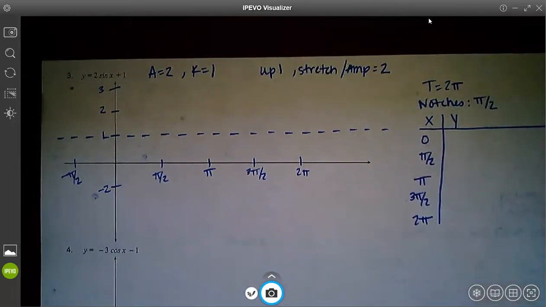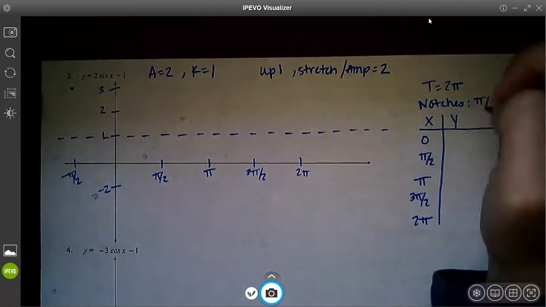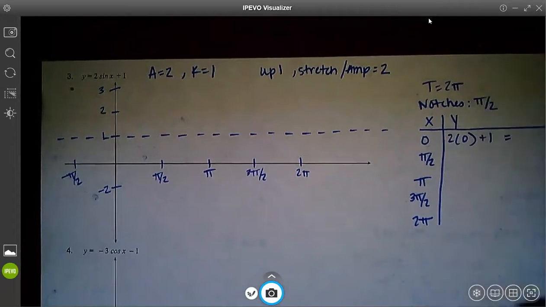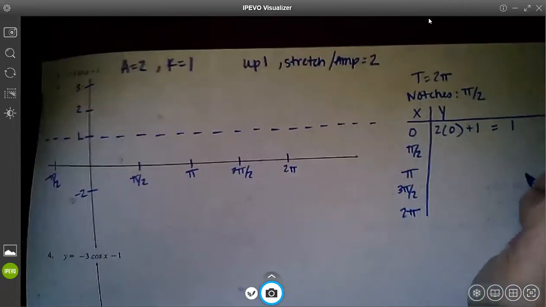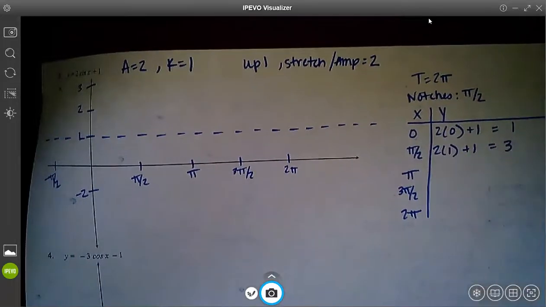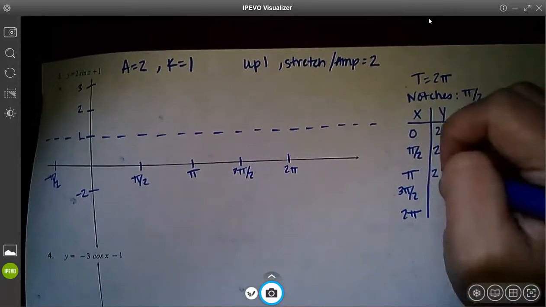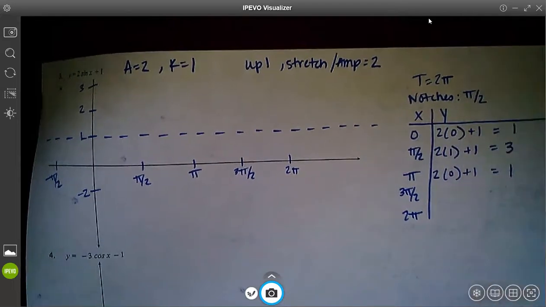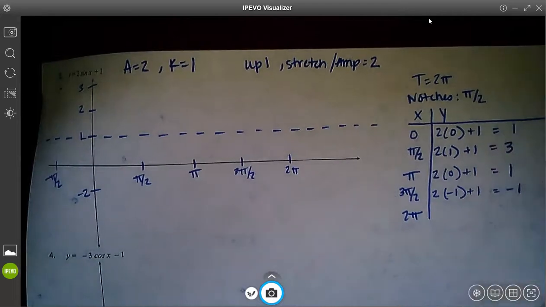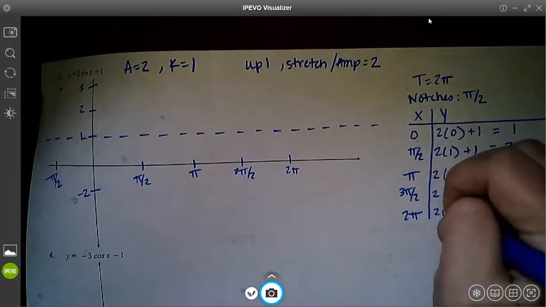So now what I'm doing is I'm using the sine value of x, and I'm multiplying that by 2 and then adding 1. So just like what we did before, the sine of 0 is 0. We have 2 times 0, which is 0, plus 1 is 1. The sine at pi over 2 is 1. So 2 times 1 is 2, plus 1 is 3. The sine at pi is 0. The sine at 3 pi over 2 is -1. And the sine at 2 pi is 0.